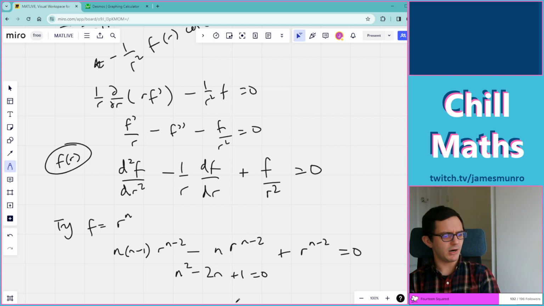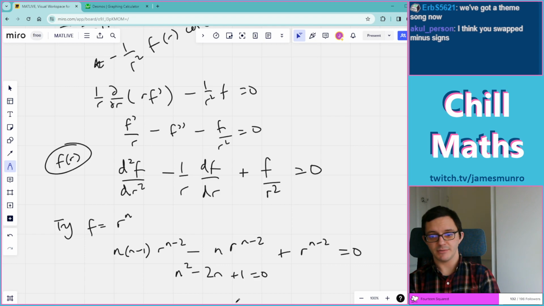Why is this being all r and r log r? I don't want any logs. Did I swap some minus signs around? Wouldn't be the first time. I thought I swapped all of the minus signs. Ah, there's a plus here, isn't there? I didn't do the product rule right.